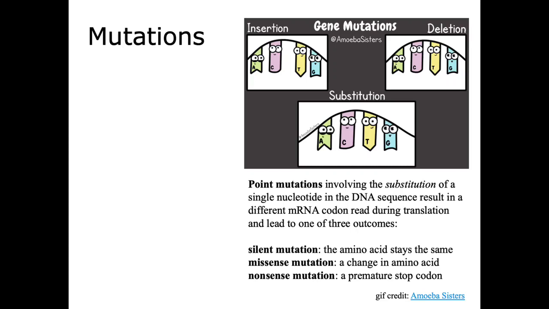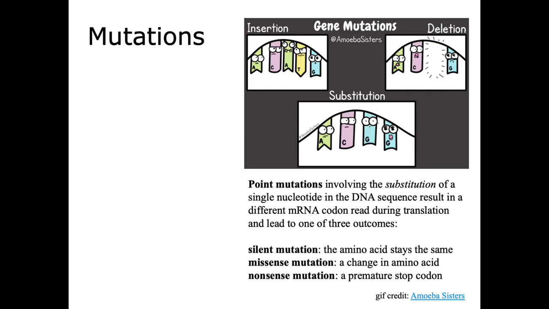Okay, so a quick recap of things so far, and also to showcase this GIF by the wonderful Amoeba Sisters. Point mutations that involve the substitution of a single nucleotide lead to one of three outcomes. Number one, that mutation is silent, meaning the amino acid was not changed.